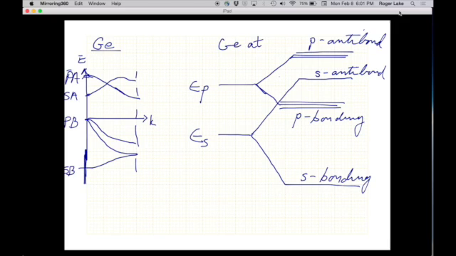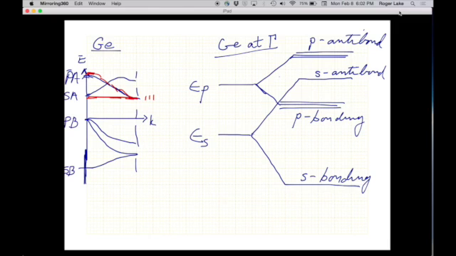And if you look at this, you'd think, oh, this must be a direct gap material. But actually it's not, because this band that starts off as your P anti-bonding band actually becomes the band minimum out along the 111 point of the Brillouin zone, and it will actually sit slightly below that S orbital anti-bonding band at gamma by about 150 millivolts.